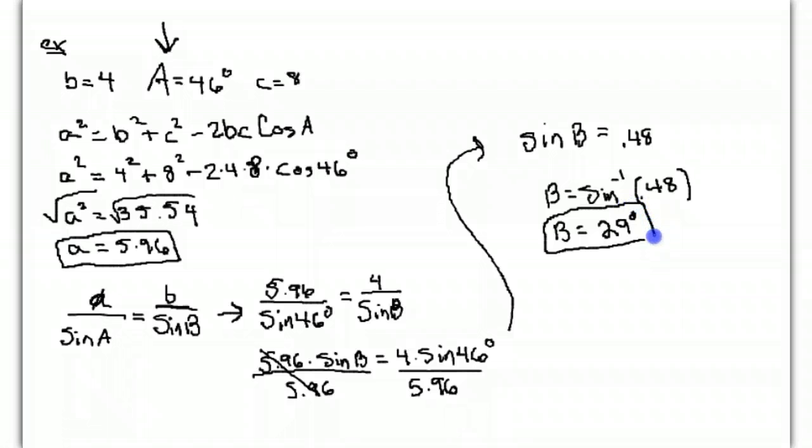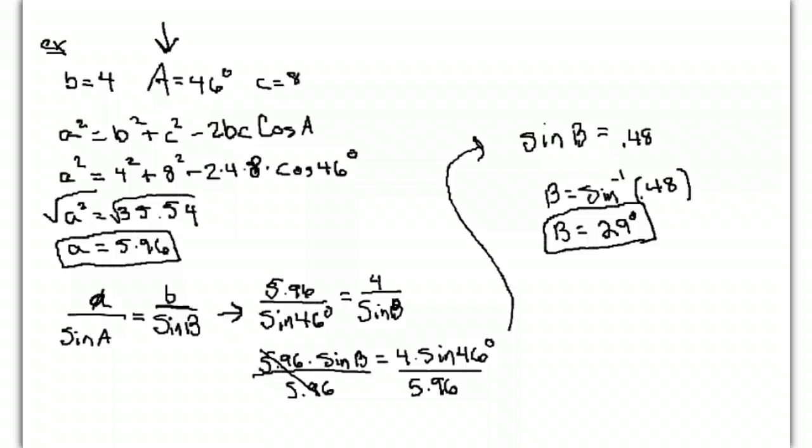Questions on how we got B? Okay, let me pause. We need to find big C. We got little b, big A, little c, little a, big B. At this point, since we have two of the angles of the triangle, couldn't we figure it out without having to do it?